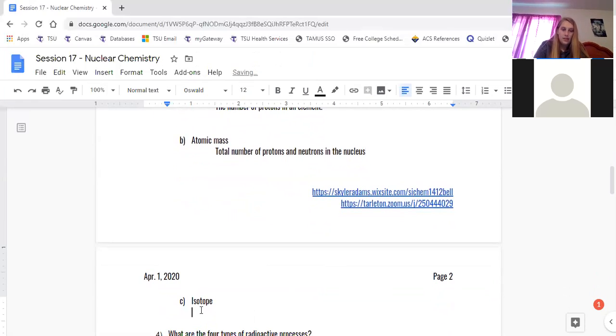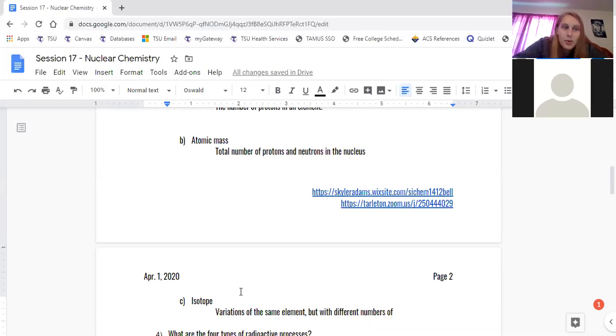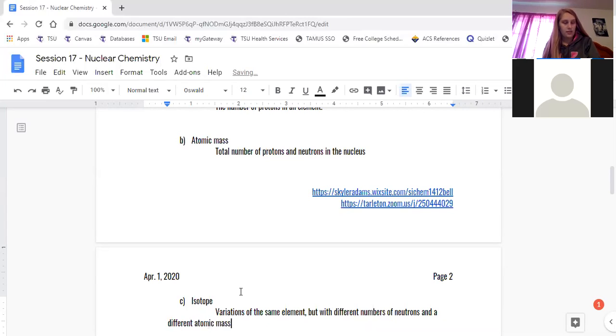Perfect. What is an isotope? So an isotope is going to be variations of the same element, but they're going to have some differences in what? Protons, neutrons, electrons? They will have a different mass number, but what is changing? Perfect, that's exactly right. So it's going to have different numbers of neutrons and a different atomic mass as a result.